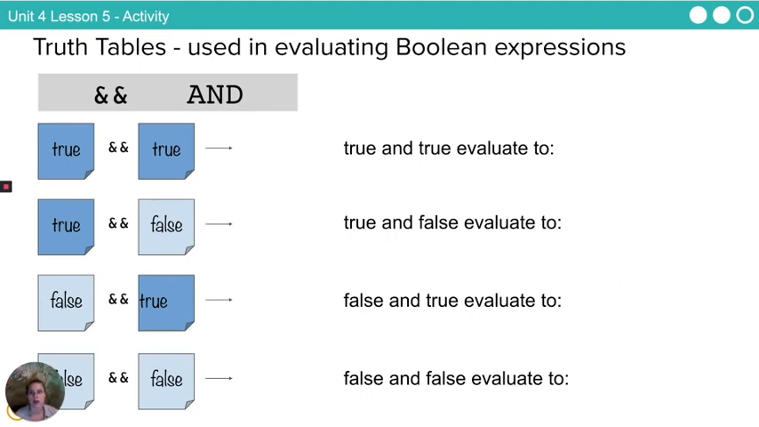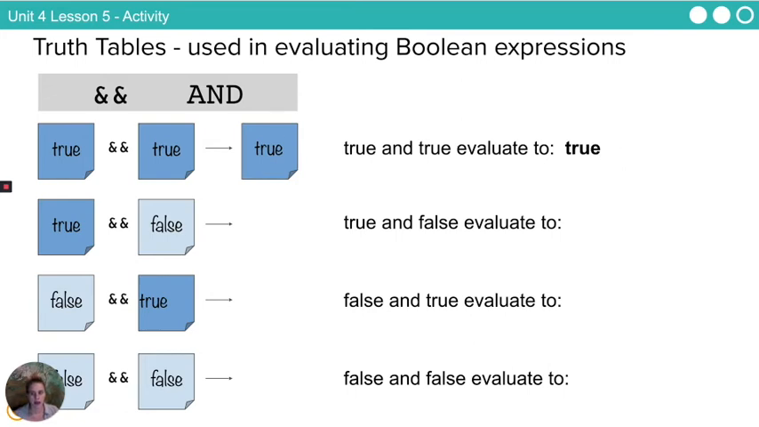So, used in evaluating Boolean expressions, this is an and truth table. I have true and true, and I want to think about if I have something that is true and something else that is true, what does the whole statement evaluate to? So, for example, if you look down in the little picture, you'll see I am holding up my right hand and I am holding up my left hand. That whole statement is true, and so the whole thing evaluates to true.